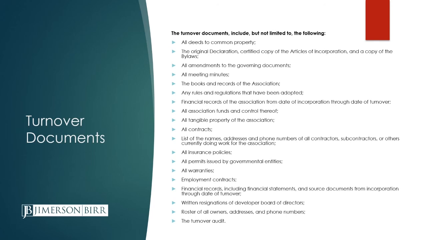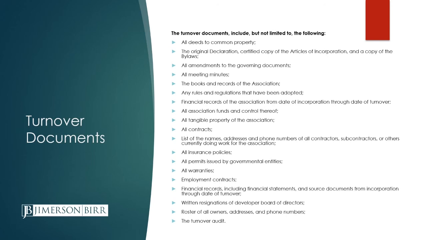They got to turn over all the financial records from the association. That's going to be not just your bank records and things of that nature, but that's also going to be your taxes and vendor records, records of payment and records of the assessments itself. The money, they got to turn over the association funds, all tangible property of the association. So if the association owns gym equipment or other tangible property, that's got to be turned over.